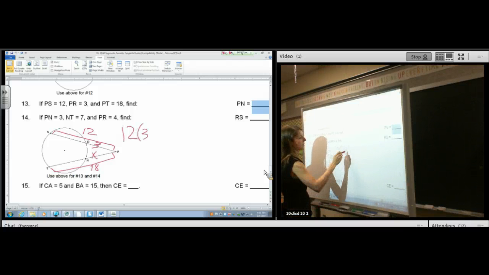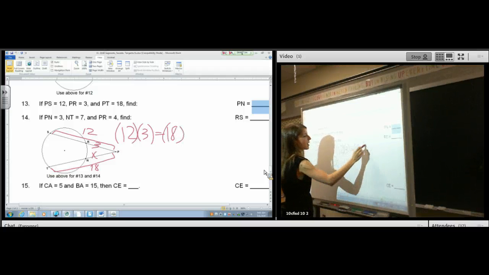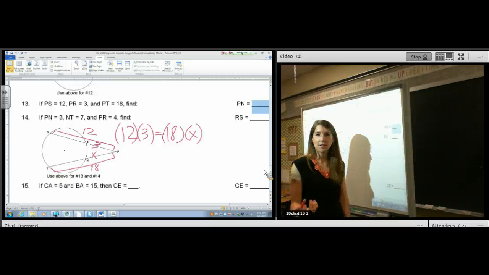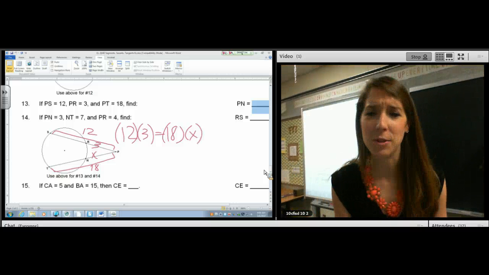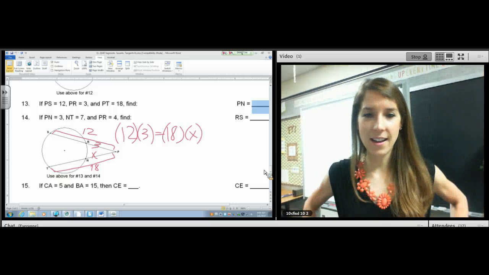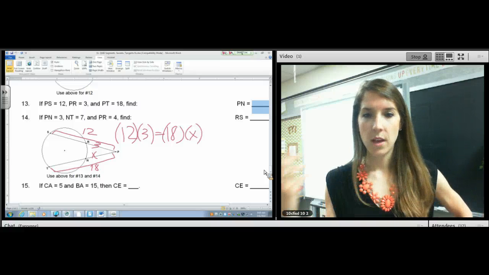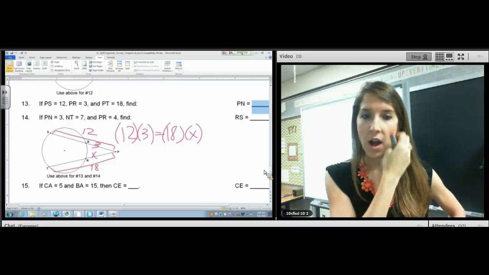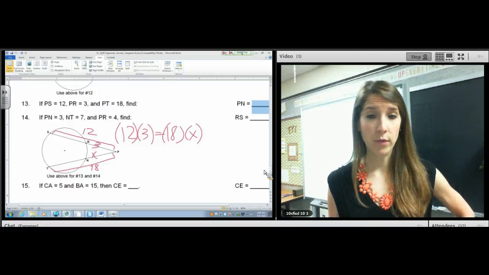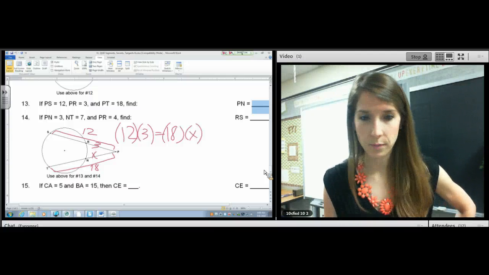Whole times external equals whole times external. They gave us the whole and the external. We didn't have to subtract anything. We didn't have to add anything. That one was really basic. Just do 12 times 3 and divide it by 18. You've got to memorize these rules before Friday. You have to know these rules.